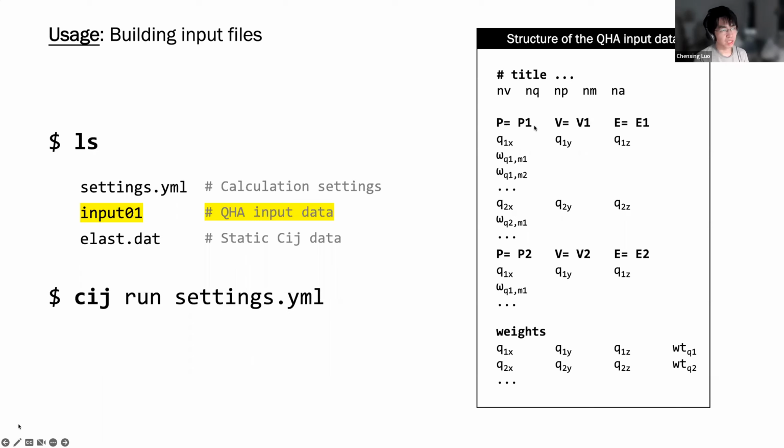After that, you specify the pressure, volume, and energy at each volume point and the corresponding Q points and their frequencies. And after that, you specify the second Q point and frequencies. After all the Q points are listed, you move on to the next pressure point. And at the end, it will be the weights of these Q points. These are very similar to the QHA input.